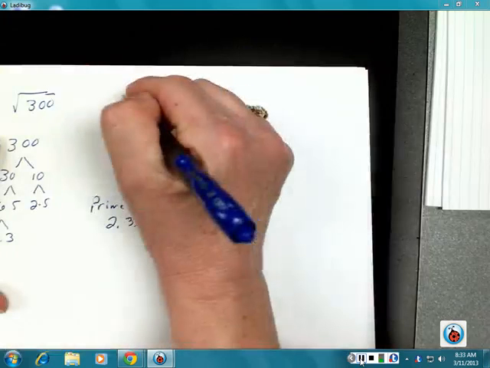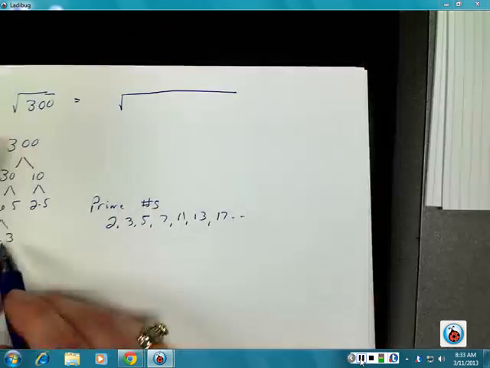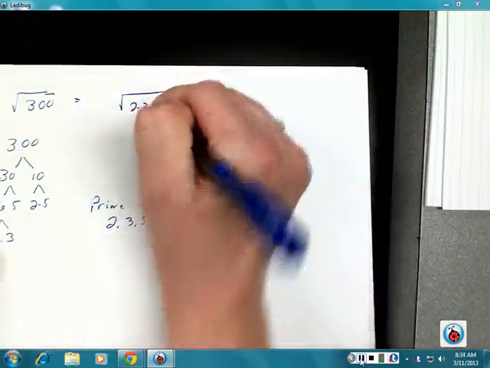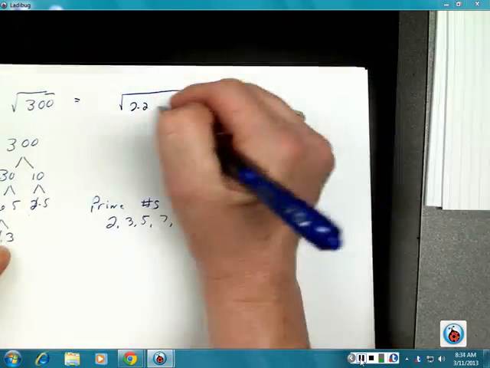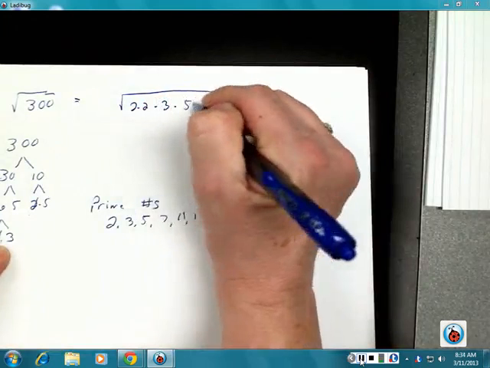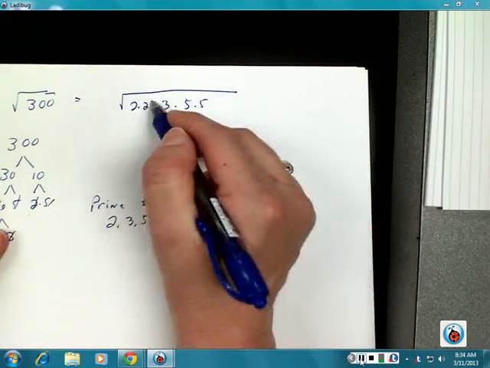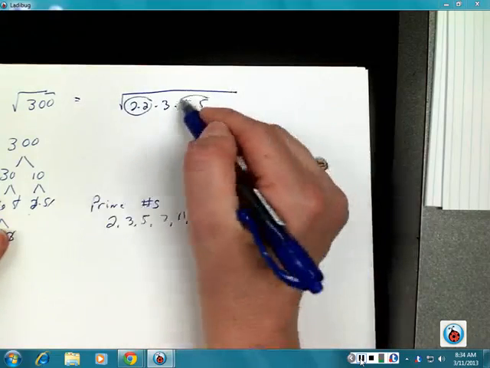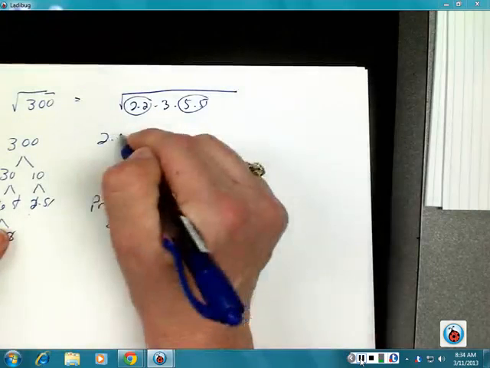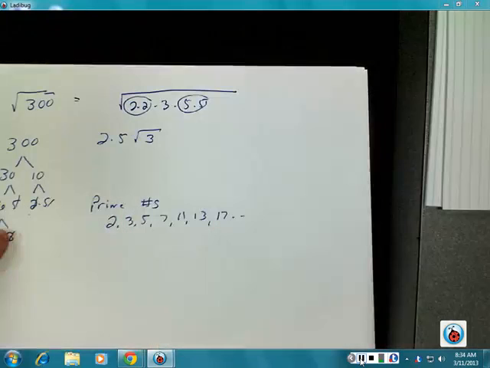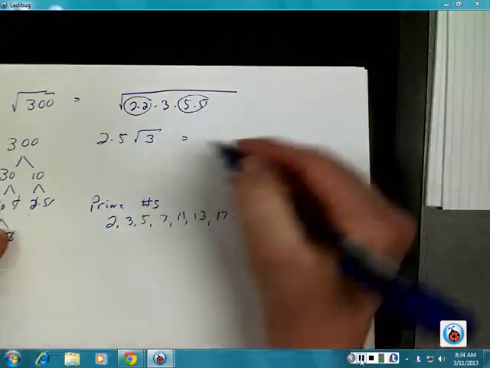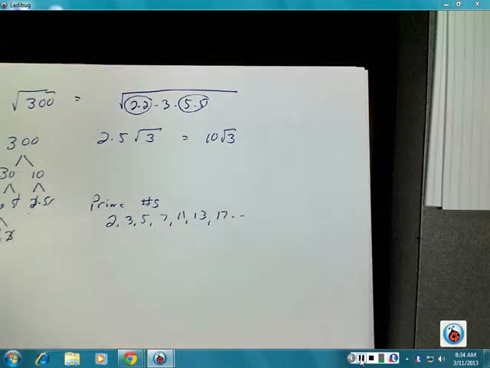So under my radical, what do I have? Well, I have 2 times 2, and 3 times 5 times 5. Now I've got them all. And so what can I pull out? Again, circle in groups of 2's. So I can pull out a 2, I can pull out a 5, leaves a 3, and so what's my answer? 10 square root of 3. So 10 square root of 3 is what I end up with for that one. Okay? Yes or no?